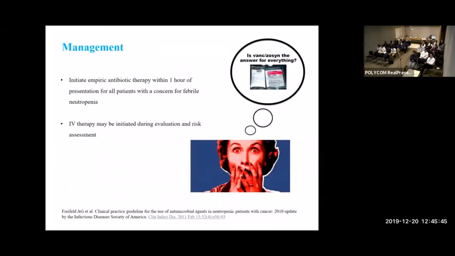Is vancomycin the answer for everything? So you have to initiate empiric antibiotic therapy within 1 hour, and we discussed that. Even if you think the patient is low risk, there's no discussion that you can provide these patients with IV antibiotics, and then if something changes and the management setting will be outpatient, you can send them home with oral antibiotics, even if you gave IV antibiotics first.